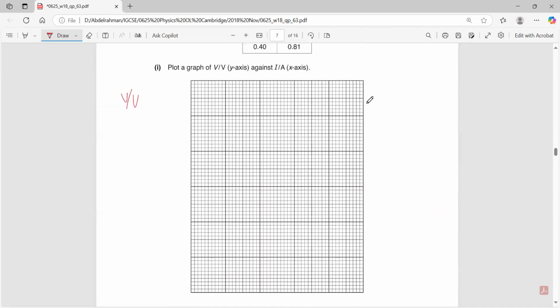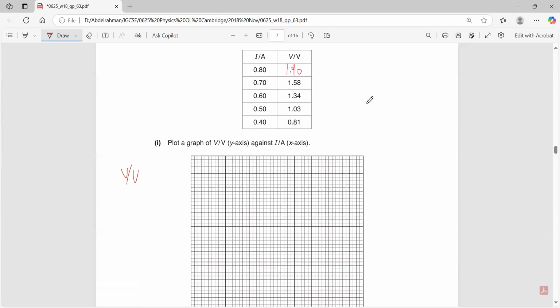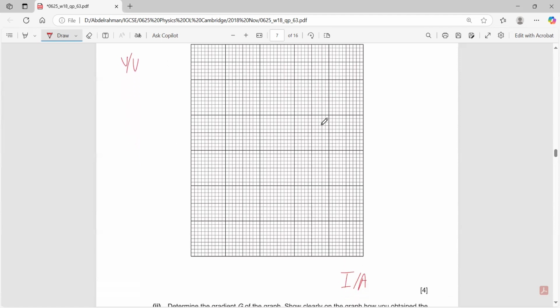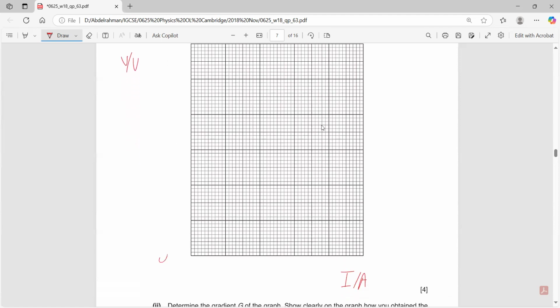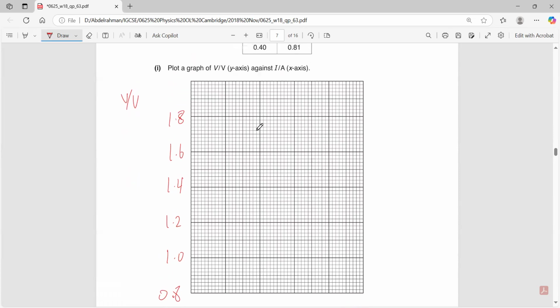You do not need to start from zero, which is quite obvious in this question. For the voltage axis, you can start with 0.8, then 1.0, 1.2, 1.4, 1.6, 1.8, and then 2.0. Yes, 2.0. This would be a really good scale for the y-axis.